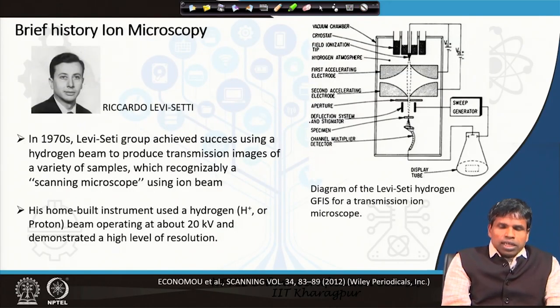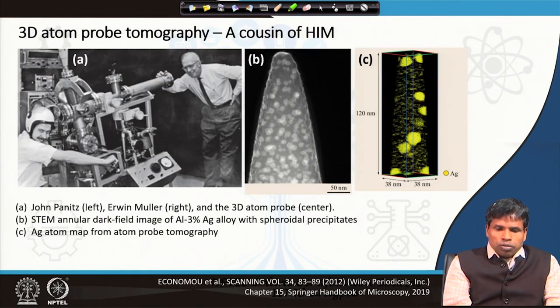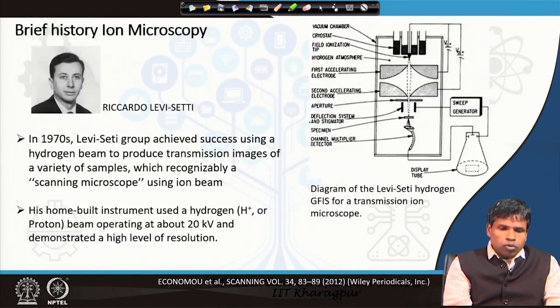Atom probe tomography was also developed in the 1970s, and during that time there was a lot of work on the development of ion microscopy, particularly to improve the probe current and also the stability of the tip. In the 1970s, another group, the Levisetti group, achieved success in using a hydrogen beam instead of helium. They used the hydrogen beam to produce transmission images of a variety of samples, and that is a scanning transmission ion microscope, which could give different images of different samples, and this is the schematic of his ion microscope.